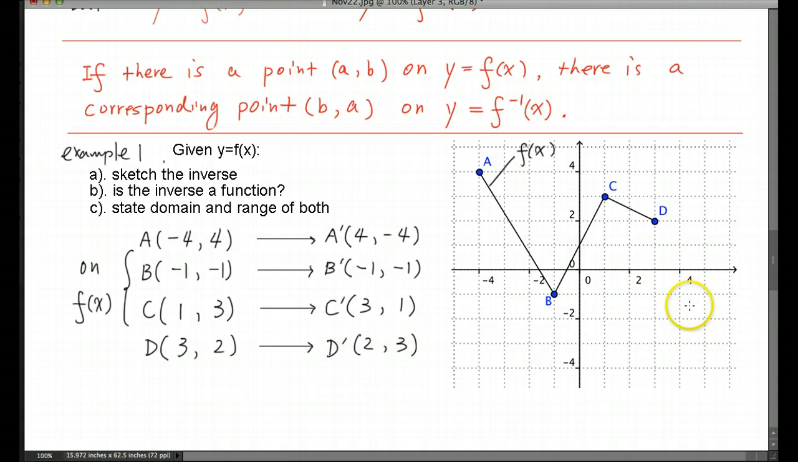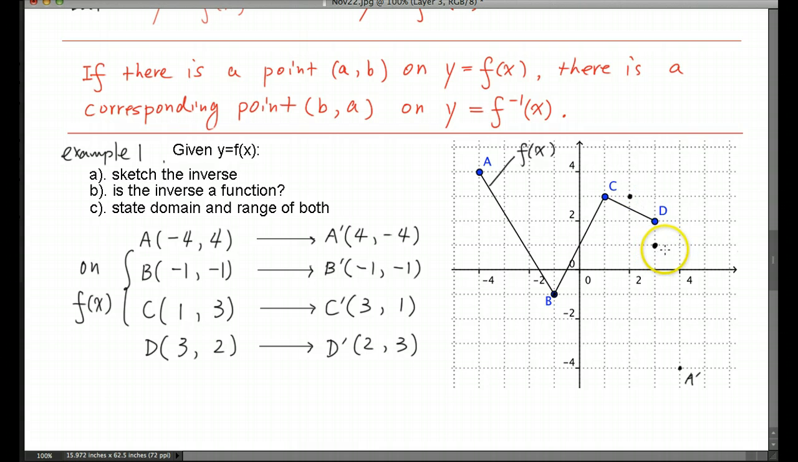And then we can plot all the points here. (4, -4), so we got A prime here. And B is (-1, -1), still the same point. Okay. And C is (3, 1), right here. And D is (2, 3), so (3, 2) becomes (2, 3) right here.